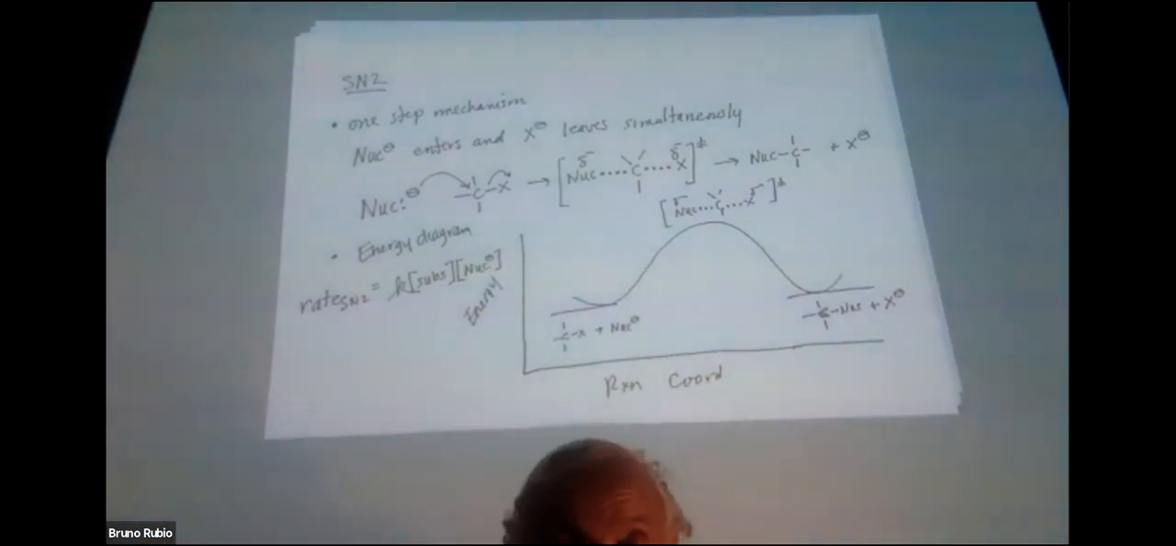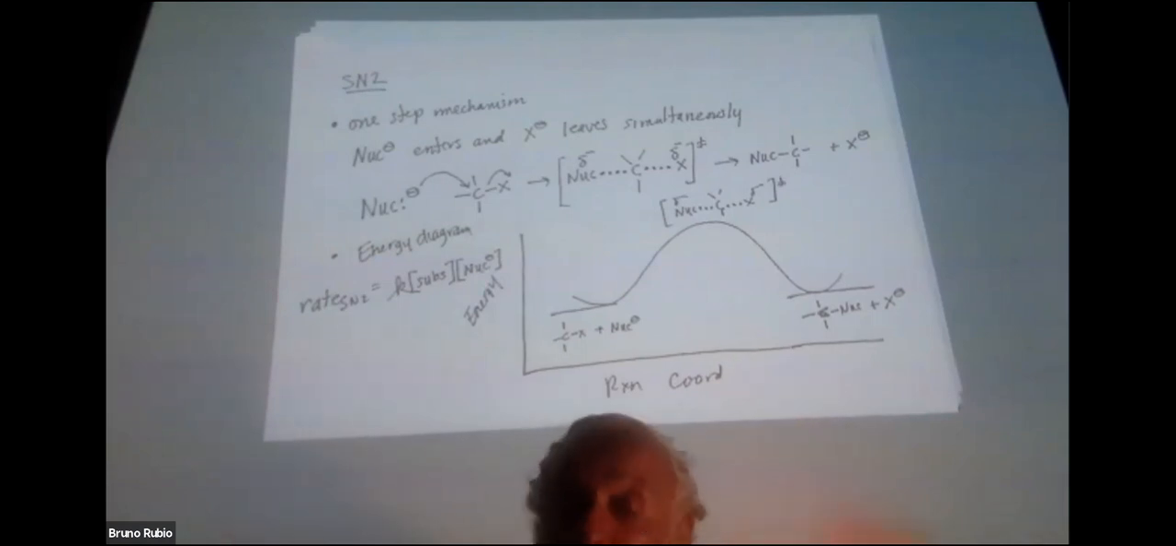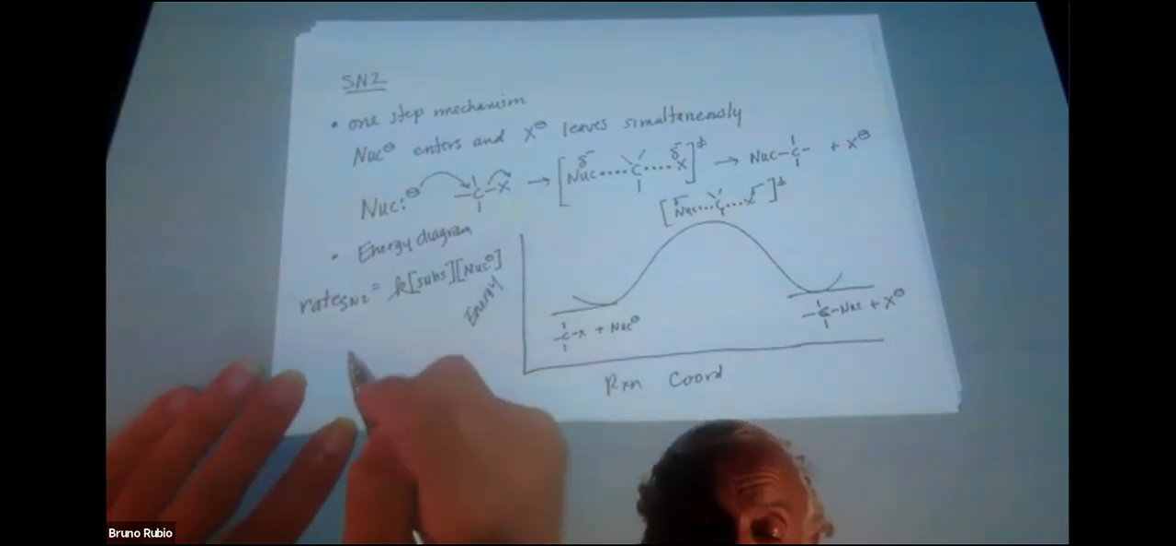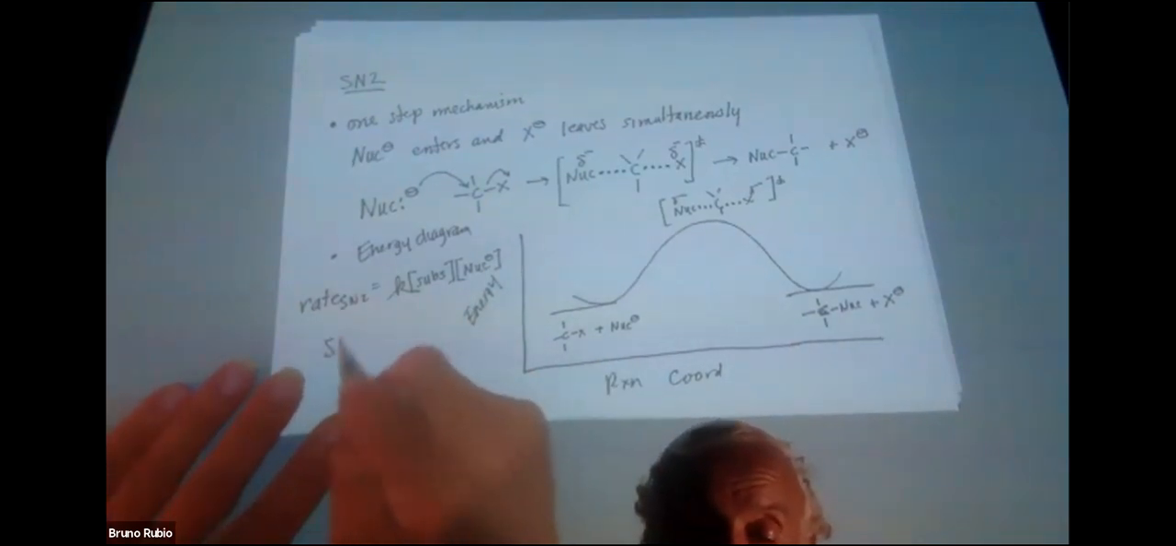The rate isn't going to depend just on the concentration of substrate, because the substrate has to crash into the nucleophile in order to get a reaction. The rate isn't going to depend just on the concentration of nucleophile either, because the nucleophile has to crash into the substrate in order to get a reaction. It's going to depend on both of them. So this is what that 2 means.